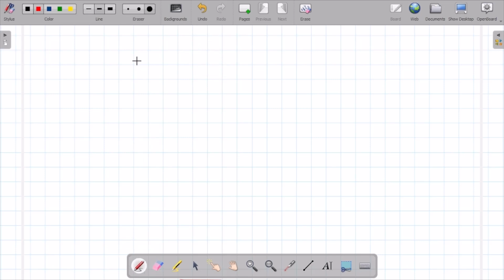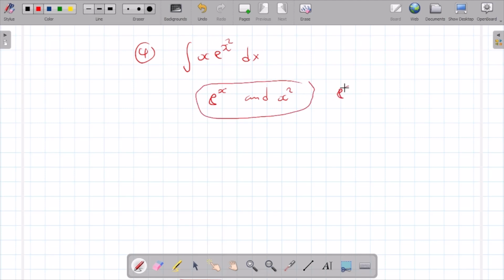Now we go to the fourth one. The integral of x e to the power x squared dx. So how do you find the value of this integral? It's actually very simple. We just have to make a change to this function, x multiplied by e to the power x squared. Now we have two functions here: e to the power x and x to the power of 2. These are the two functions making up e to the power x squared.